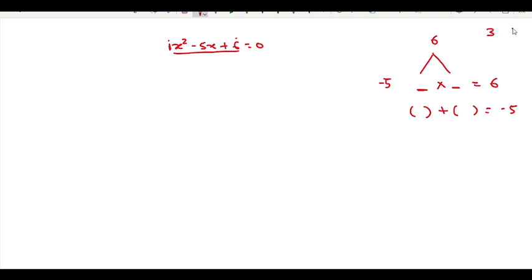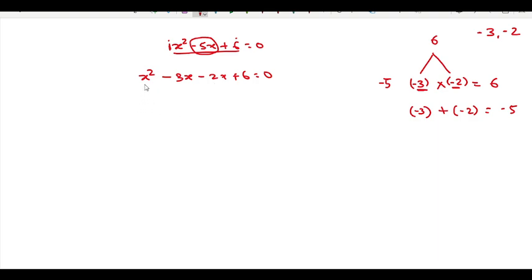If we take 3 and 2, their multiplication is 6 and their addition is 5, but we want minus 5. So we will take minus 2 comma minus 3. So the two numbers we get are minus 2 and minus 3. If we multiply them, we will get 6, and if we add minus 3 and minus 2, we will get minus 5. So we will split the middle term using these two numbers. We will write x square minus 3x minus 2x then plus 6 is equal to 0. So minus 5x we have written as minus 3x minus 2x.